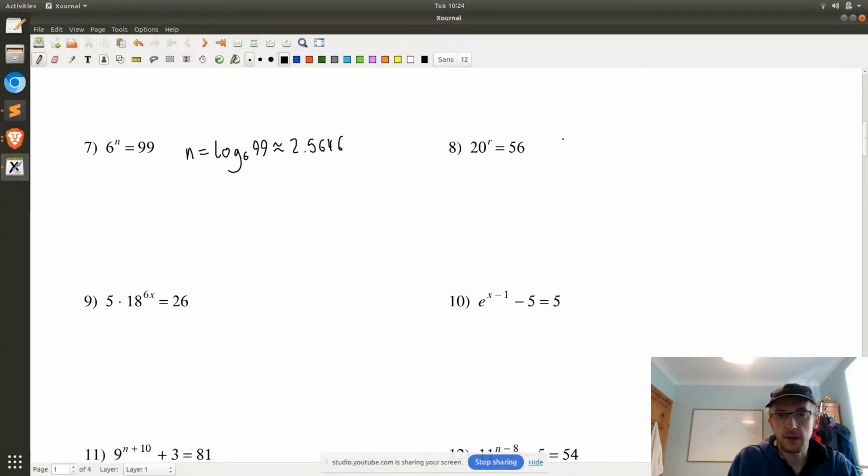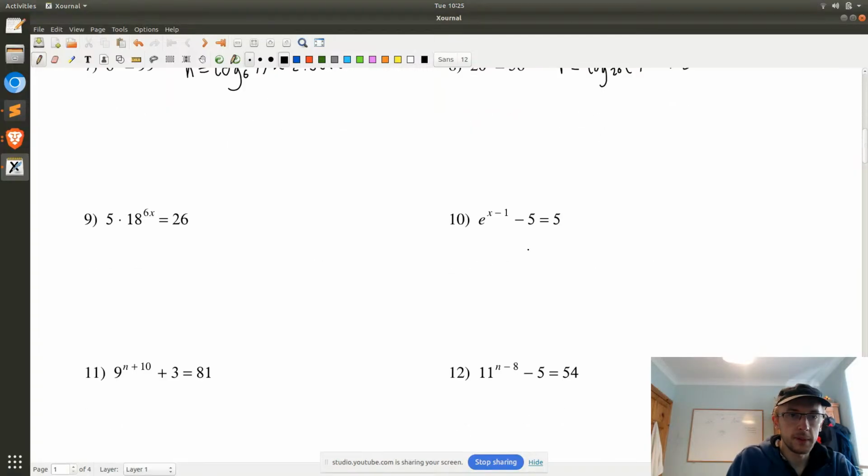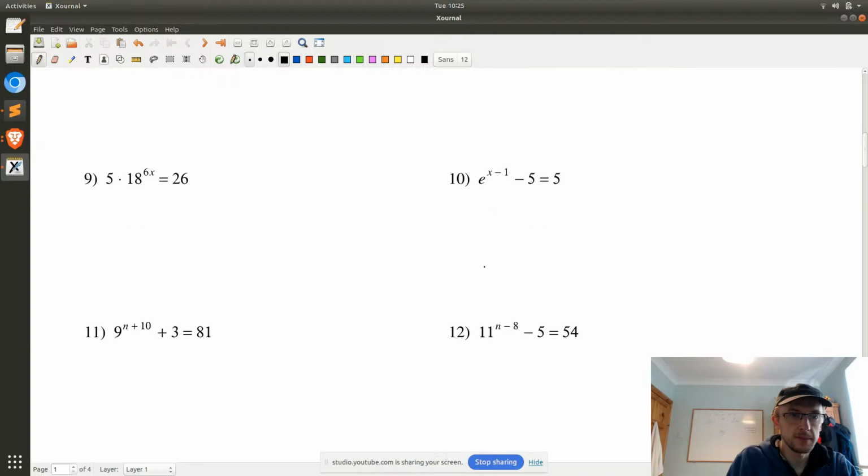20 to the r equals 56, so r equals log base 20 of 56, which is 1.3437 to the nearest 10,000th. And to check these next four. Yep. Okay, good. Agreement.